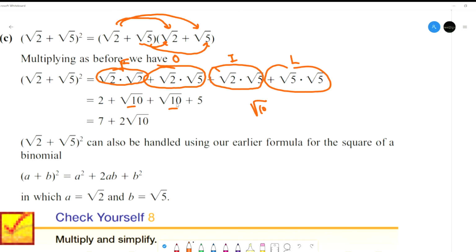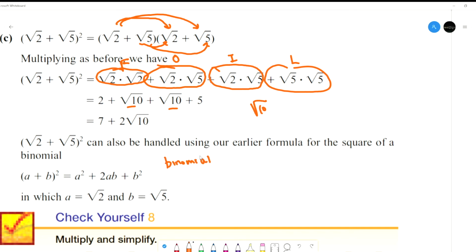So root 10 plus root 10, that's 2 root 10. 2 plus 5 is 7. So notice you write the non-radical term first, and then the radical term after that. So 7 plus 2 root 10 is the answer. Okay, any questions? And as a reminder, this is a binomial squared.